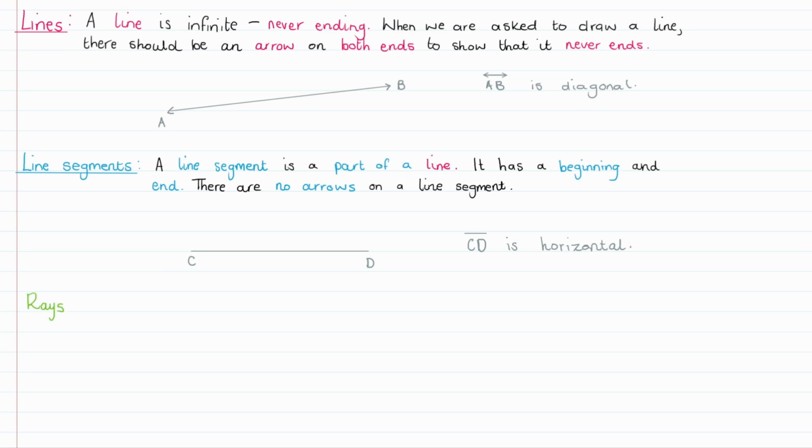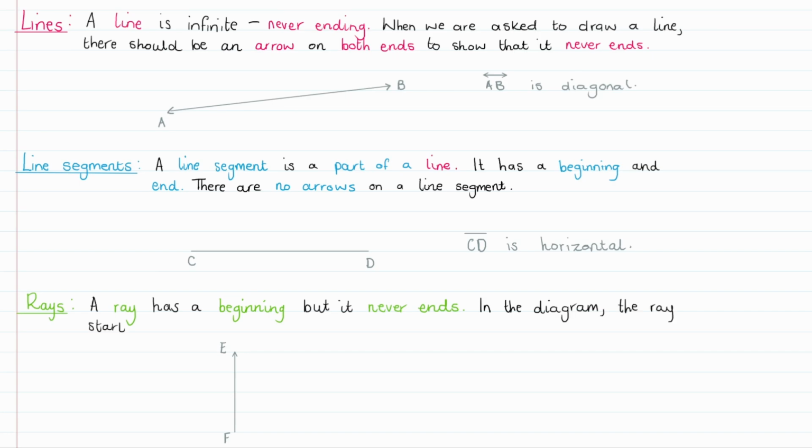Next, we'll take a look at some rays. A ray has a beginning, but it never ends. Here in the diagram, we can see that the ray starts at point F and continues past E. You'll see that there is an arrow drawn at point E, which shows that the ray continues in E's direction.